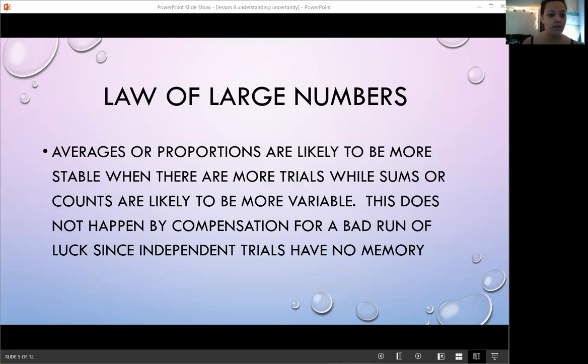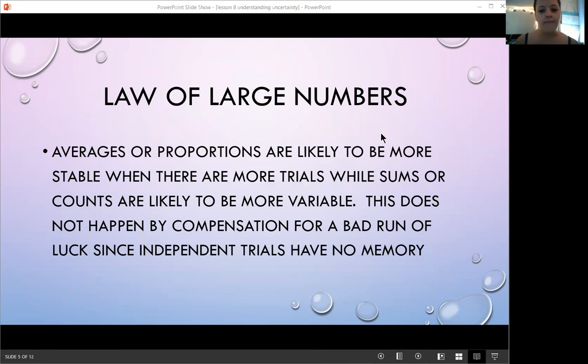Okay, so the law of large numbers, all this is really telling us is that averages or proportions are likely to be more stable when we have more trials, but in comparison, our sums or our counts are going to be more variable. So when we have more trials, the two things we keep in mind are that our averages or proportions are going to be more stable, and that our sums or counts are going to be more variable. They're going to vary more.